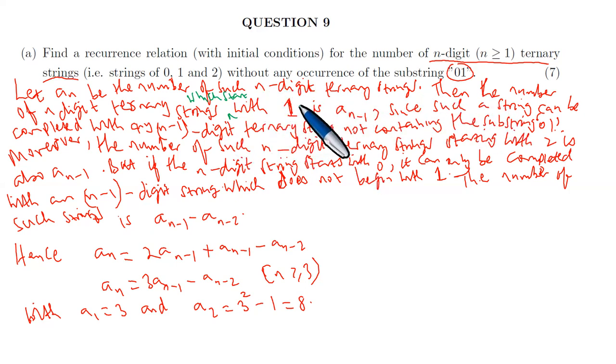So in other words, this is a counting principle. If you start with one, then you are dealing with n minus one digit strings. And then the next one starts with two. You start with two, so for it to be an n digit string, you could complete it with n minus one digits, or an n minus one digit string.